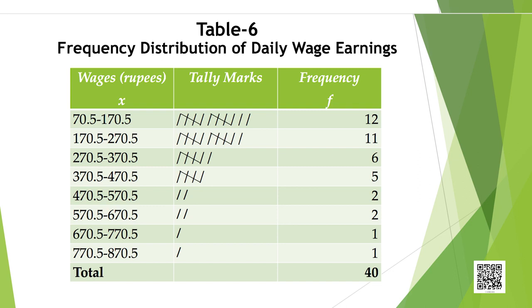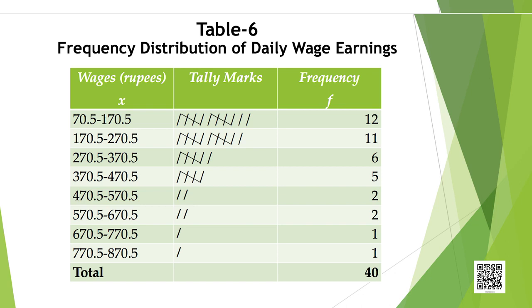Thus, the range R is equal to 715. Let us choose the width of class intervals as H is equal to 100 and specify the classes as 70.5 to 170.5, 170.5 to 270.5 up to 770.5 to 870.5. Now, you can see how the frequency distribution is shown in table 6 on the screen.